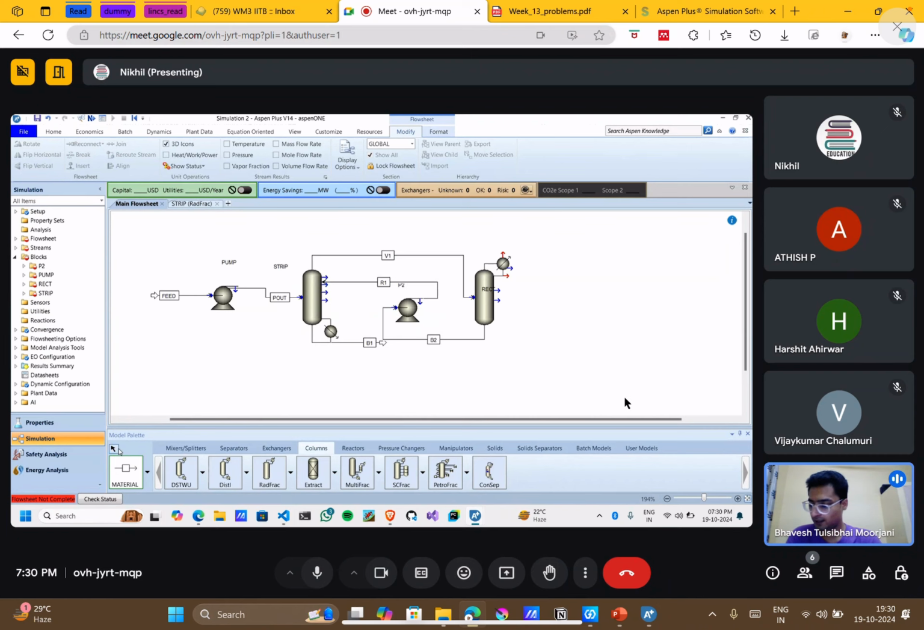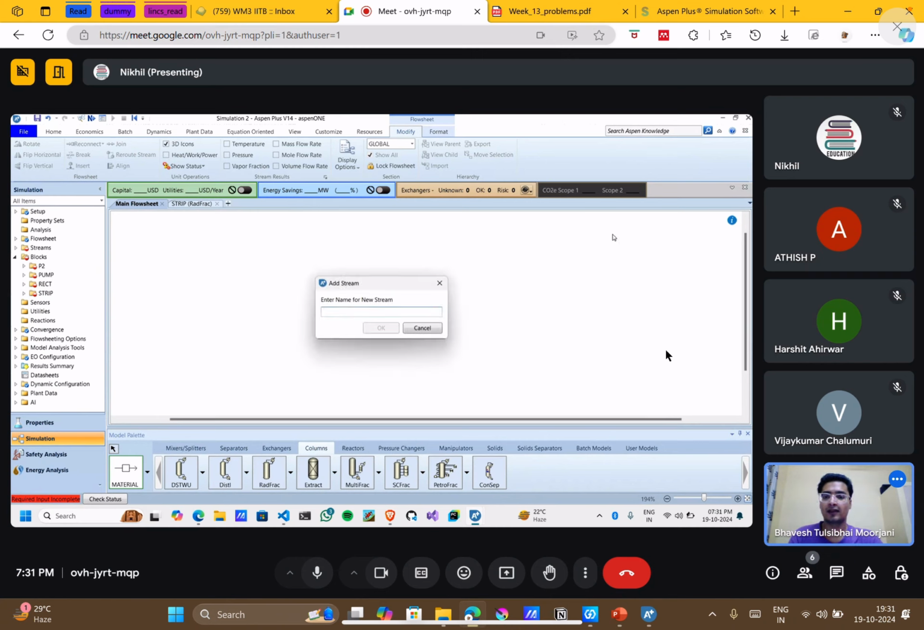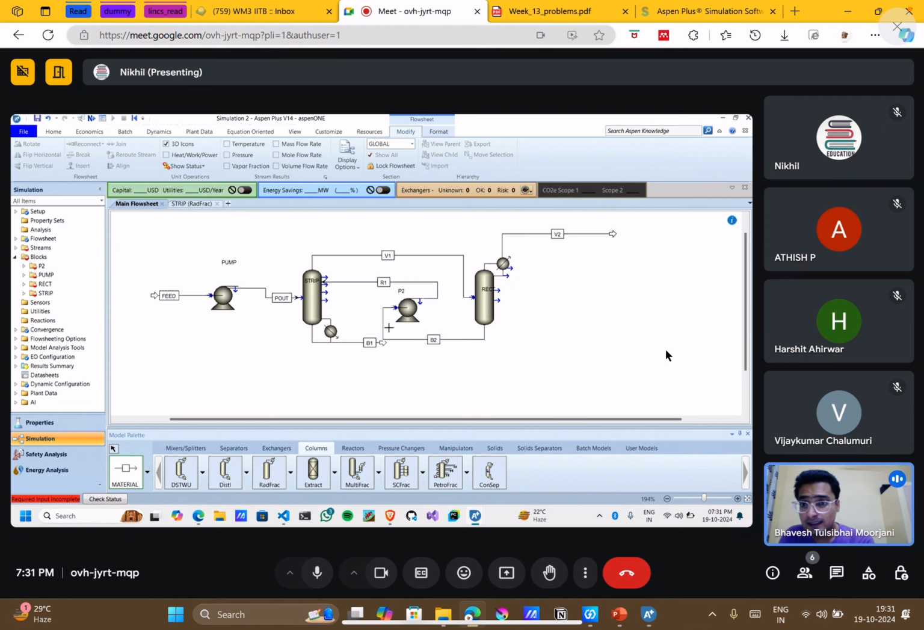The last part remaining is the rectifying column top vapor. The rectifying column has only vapor coming out, so that is a product. Let's call it V2. Okay, now since everything is added, we can go to provide the inputs. Go next.